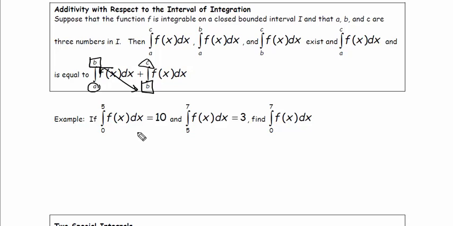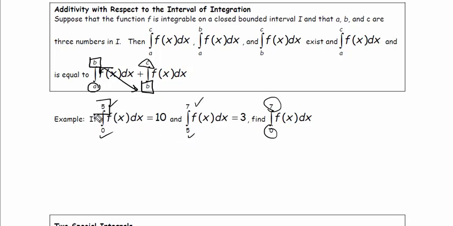So here's an example of this. If the integral from 0 to 5 of f of x dx is equal to 10, and the integral from 5 to 7 of f of x dx is equal to 3, find the integral from 0 to 7 of f of x dx. So I don't know the integral from 0 to 7, but I do know the integral from 0 to 5, and then 5 to 7.